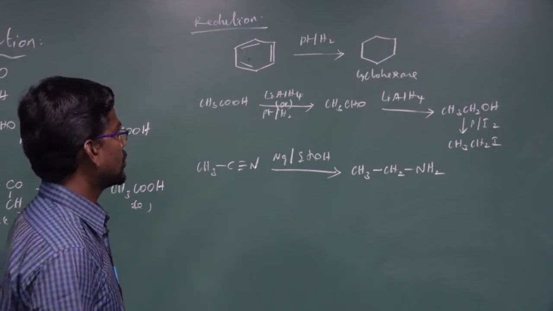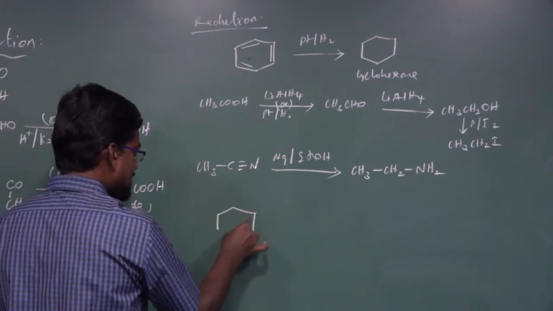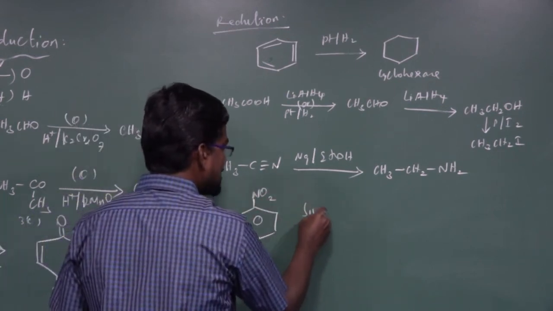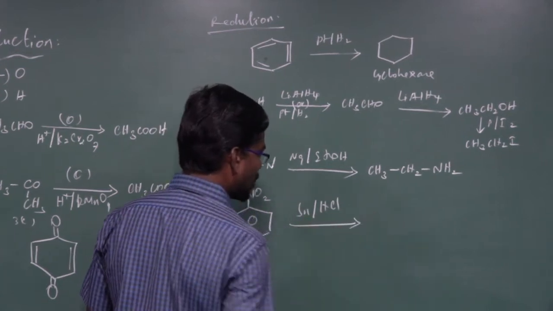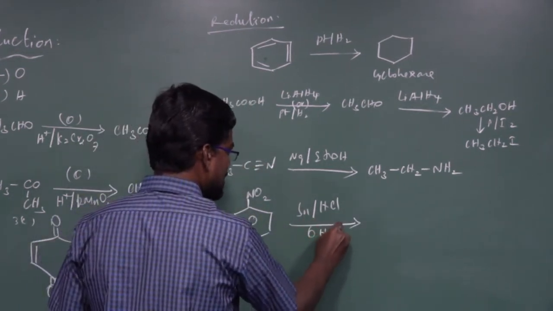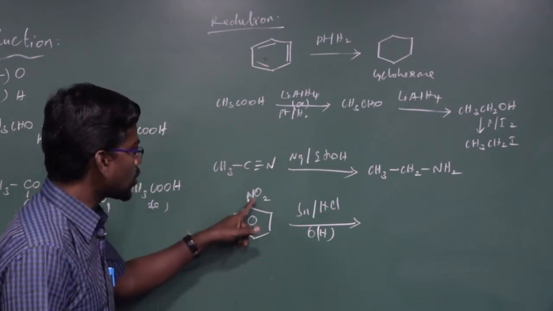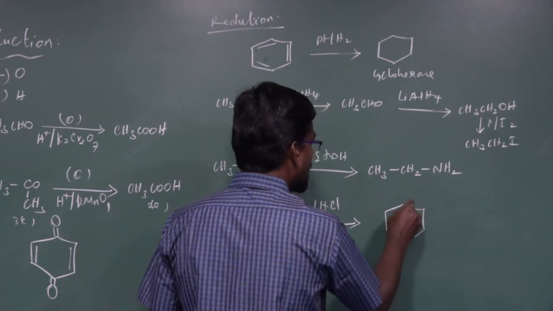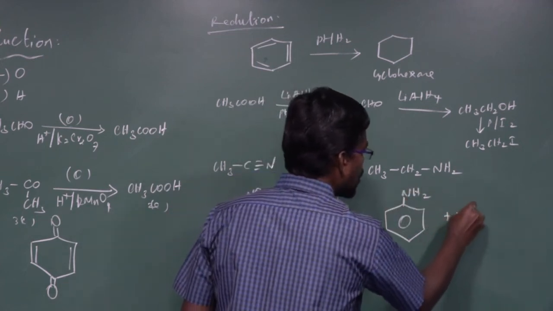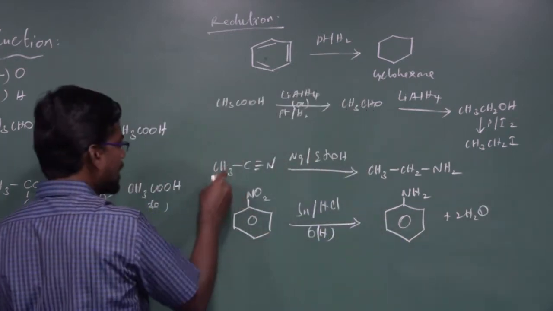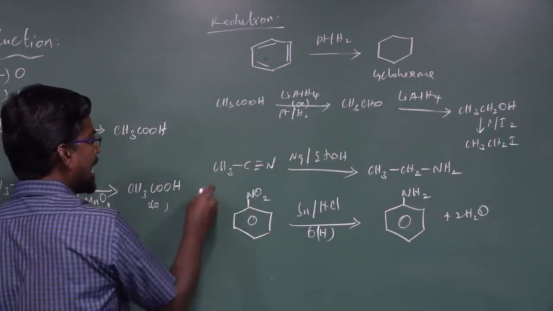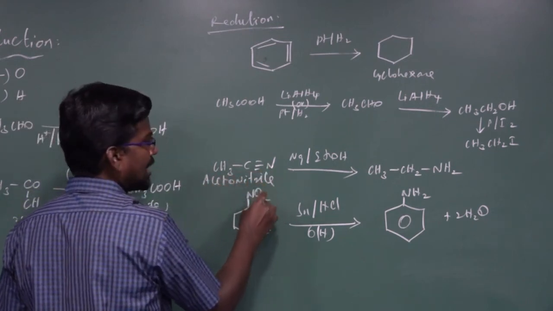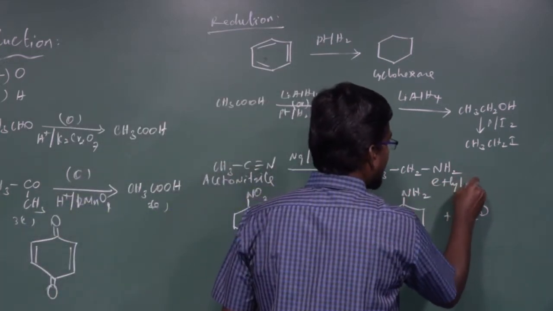CH3CH2NH2. In nitrobenzene, C6H5NO2 is reduced in presence of acid medium, tin and concentrated hydrochloric acid. The tin and concentrated hydrochloric acid give C6H5NH2. The NO2 group can be reduced to NH2 plus 2 moles of water. Here, methyl cyanide or acetonitrile can be converted to ethyl amine.